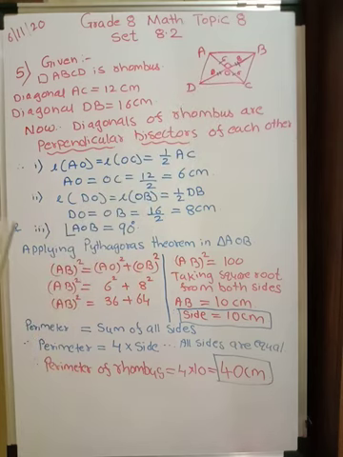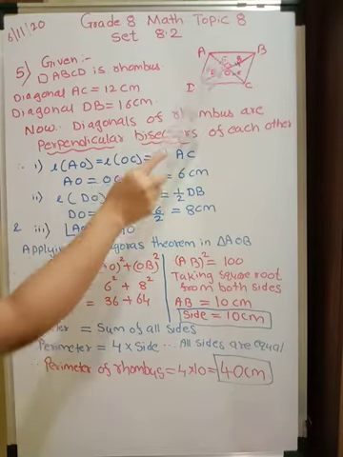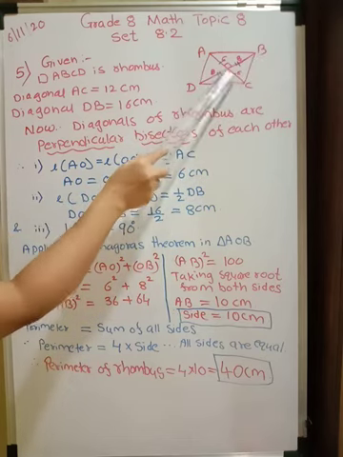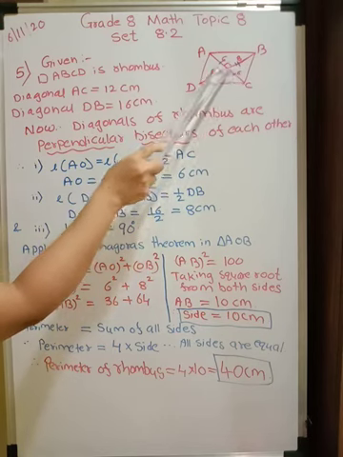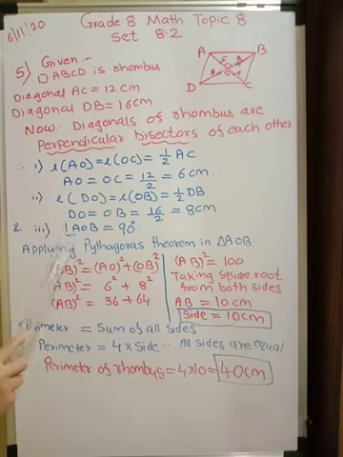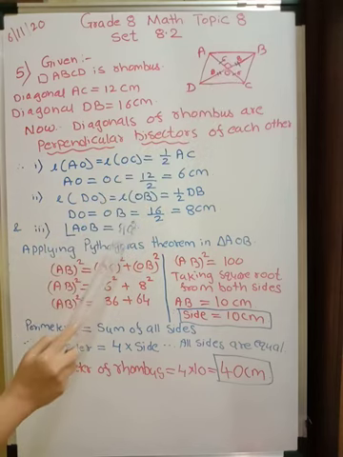Okay. And one more property. These are bisectors, but perpendicular bisectors. That means AOB angle, AOD angle, DOC angle and BOC angle, all these four angles are going to be of 90 degrees. So I have written AOB is equal to 90 degrees.